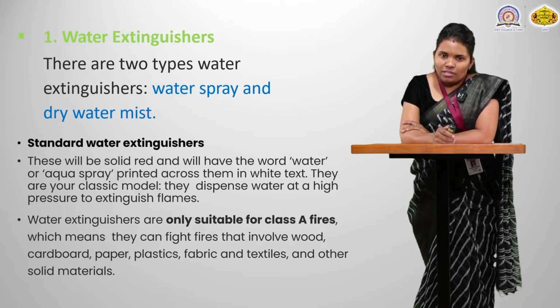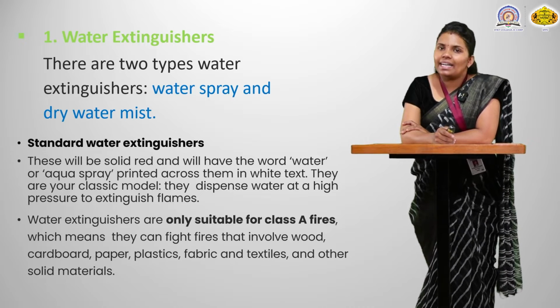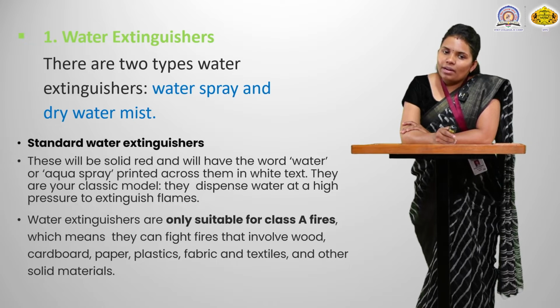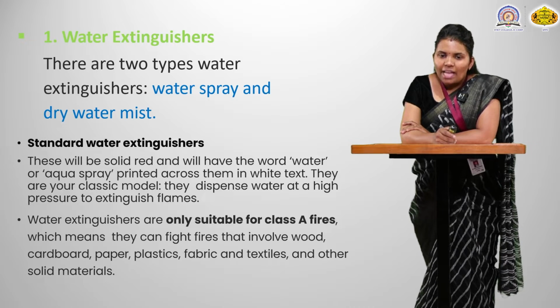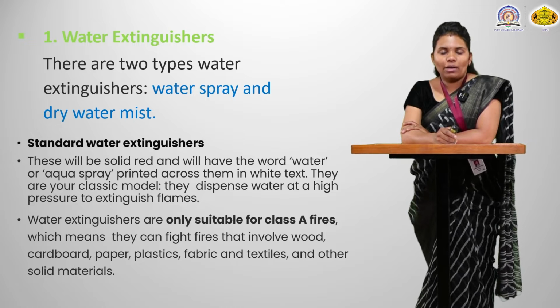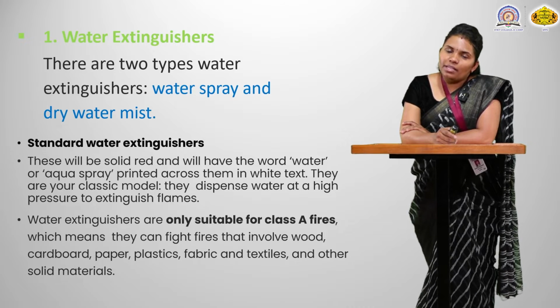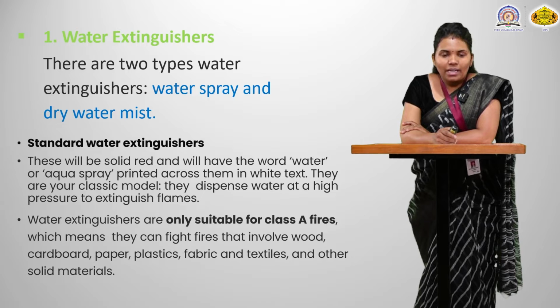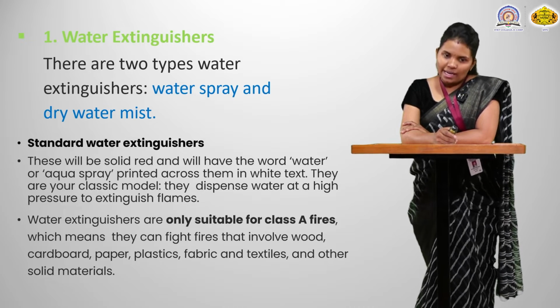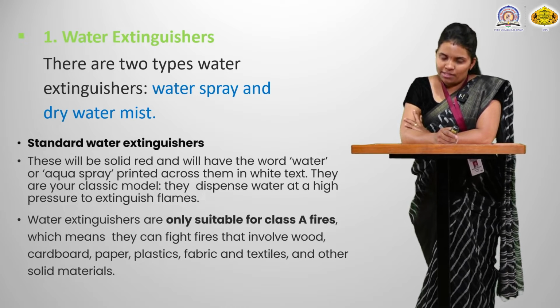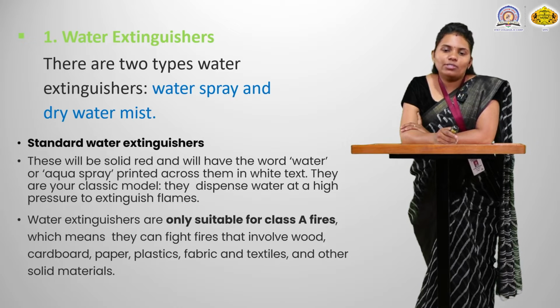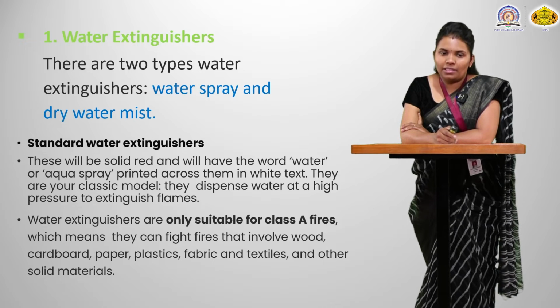There are two types of water extinguisher, water spray and dry water mist. The standard water extinguisher will be solid red and will have the word water or aqua spray printed across it in white text. They are your classic model. They dispense water at high pressure to extinguish the flames. Water extinguishers are only suitable for class A fire, which means they can fight fires that involve wood, cardboard, paper, plastic, fabric and textile and other solid materials.